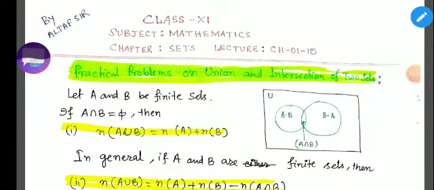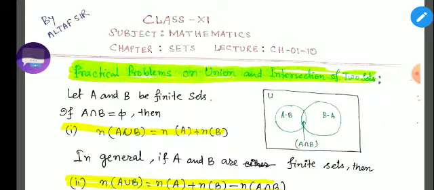Hello students, welcome to class 11 subject mathematics chapter sets. This is the 10th lecture. So today we will learn about practical problems on union and intersection of two sets.